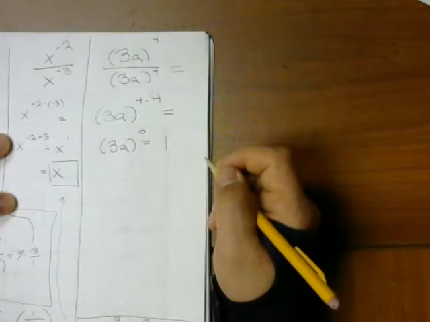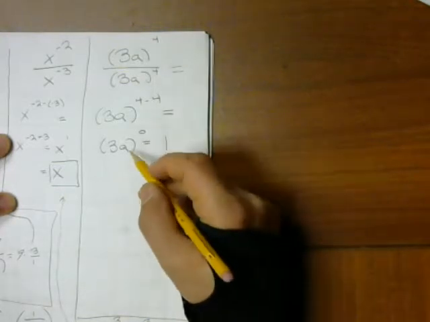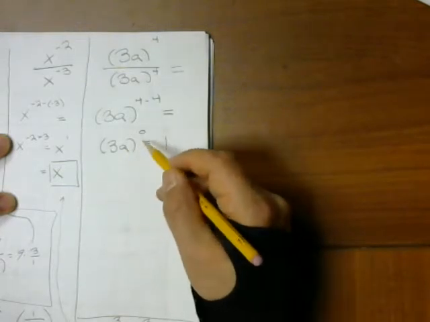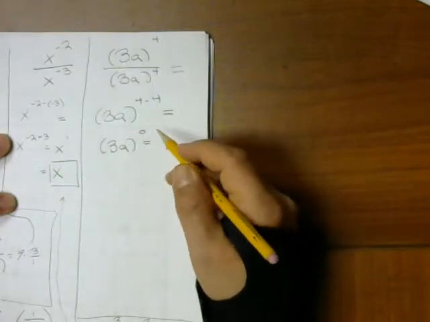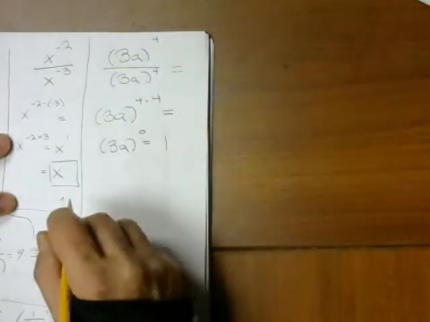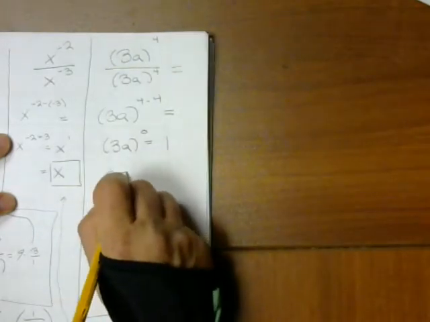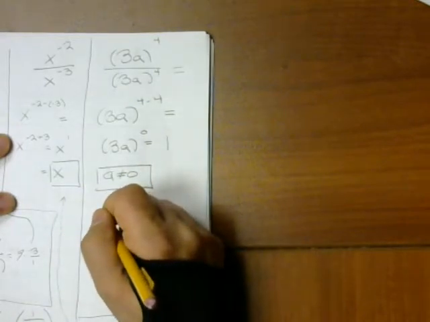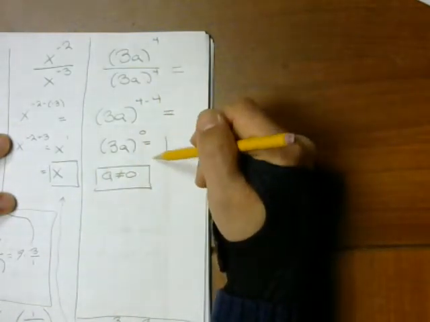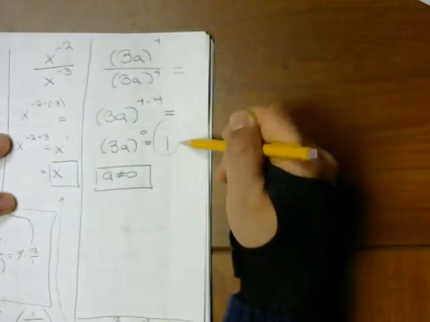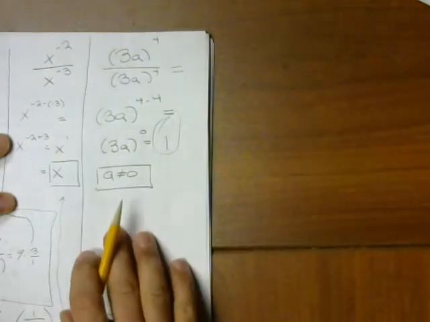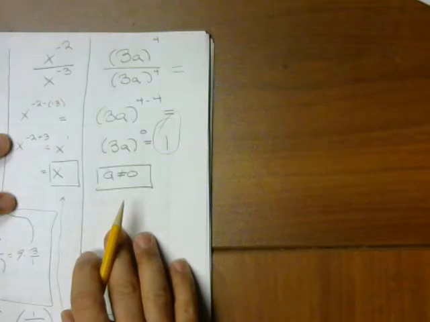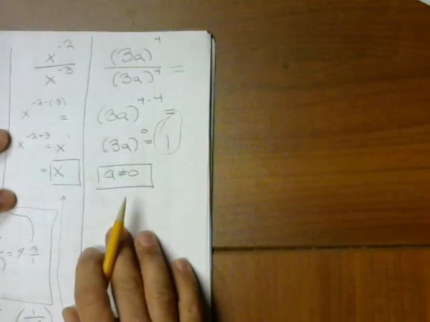Now, there is one note. Technically if a was 0, this would be undefined. So we should leave some note saying, well, for a not equal to 0. But if the problem had told us that a was not 0 in the beginning, then we would have just gotten to 1. So those are some examples using the quotient rule for exponents. And now we're going to move on to our next rule of exponents next.